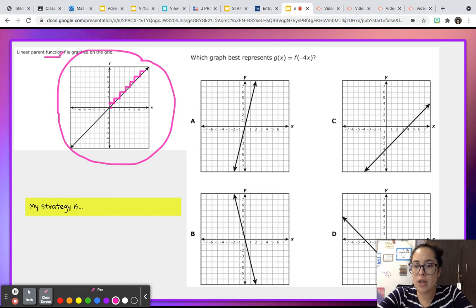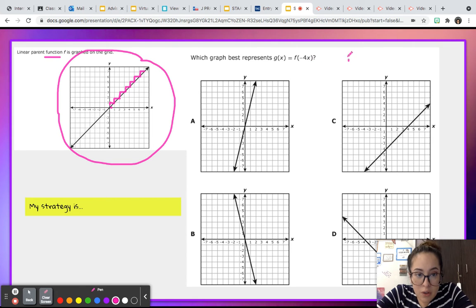So it says function f is graphed. This is a parent function. Which graph best represents g of x when f of x becomes f of negative 4x? Okay, f of negative 4x. So what does this mean? It means that basically your slope is what changed. Okay, your slope is what changed.